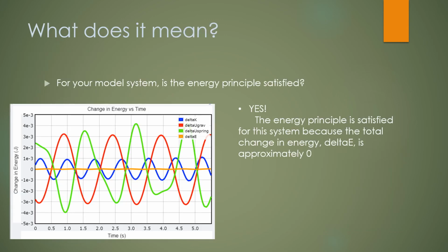For your model, is the energy principle satisfied? Yes, the energy principle is satisfied for this system because the total change in energy, delta E, is approximately 0. Delta E is that orange line you see in the graph on the left. We know that the energy principle is satisfied and it is 0 because there are no interactions from the surroundings to our system.